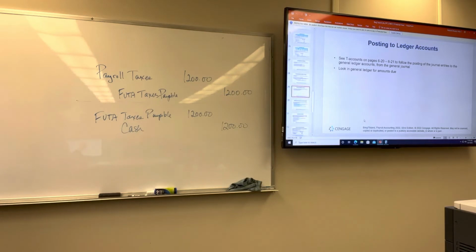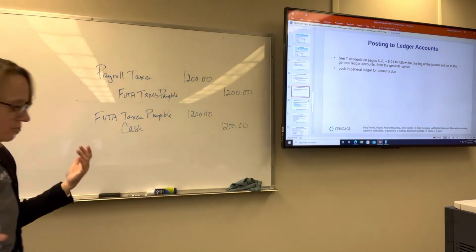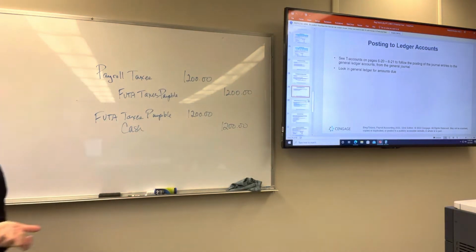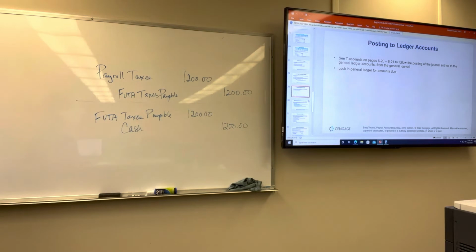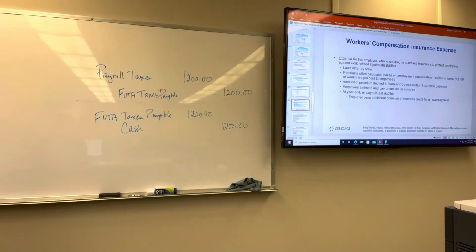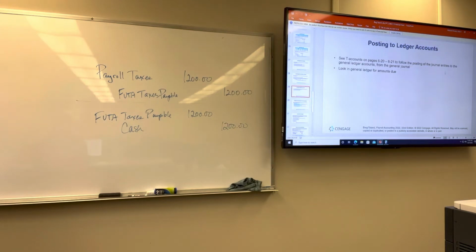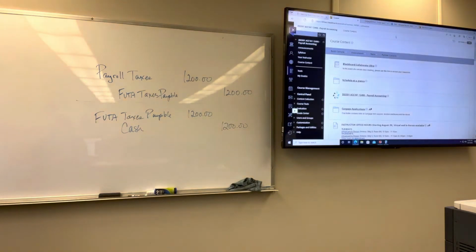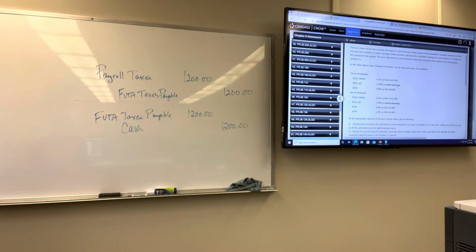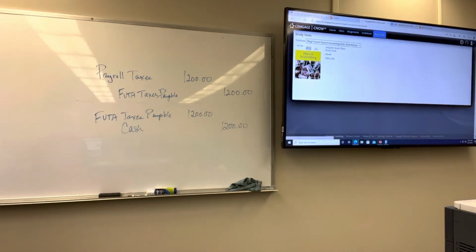So once we have all of our journal entries, then we post all of those journal entries to our general ledger accounts. Your book, I don't think we've got a good representation here. Let me open up the book, because your book goes through what that looks like.